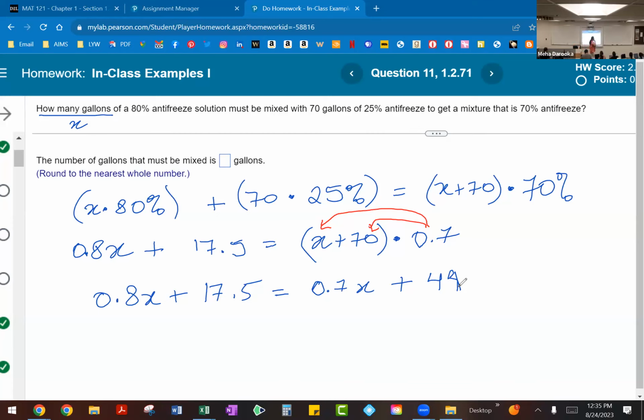How many gallons of the 80% solution? Alright, get your X's on one side, get your constant terms on the other side.